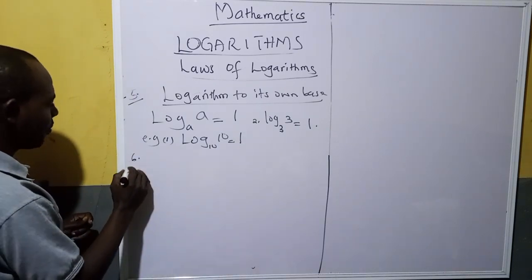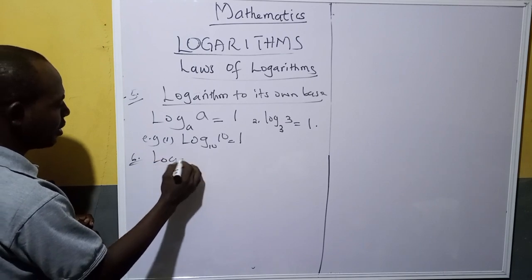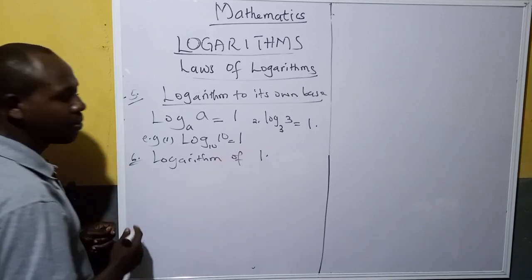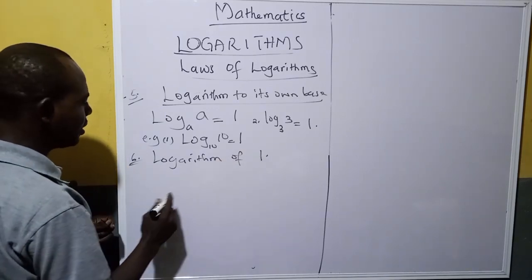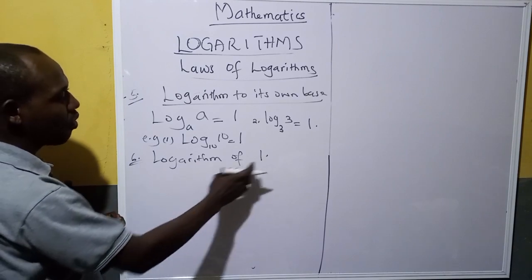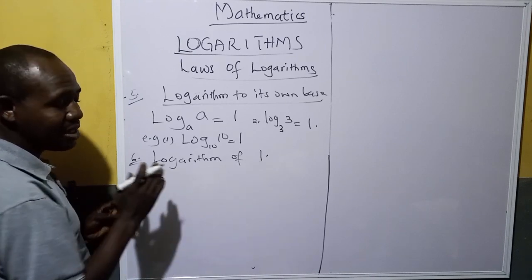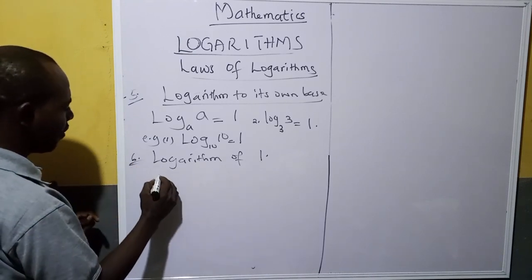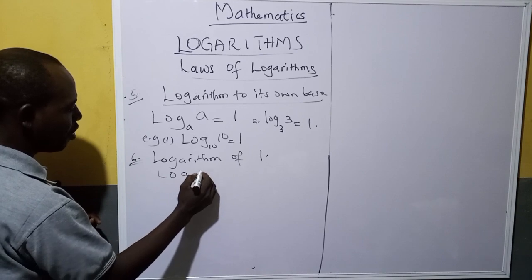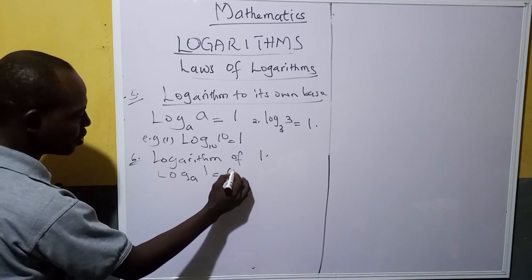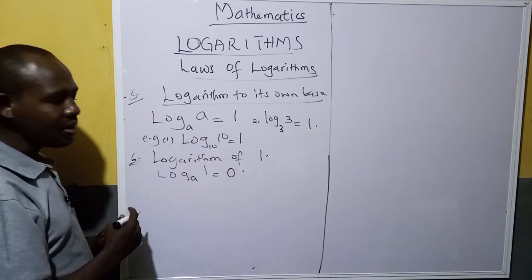The 6th one, we are looking at the logarithm of 1. That is, if you have a logarithm of 1 to any base, log of 1 to any base is equal to 0. For example, if I have log of 1 having base a, then it is equal to 0.